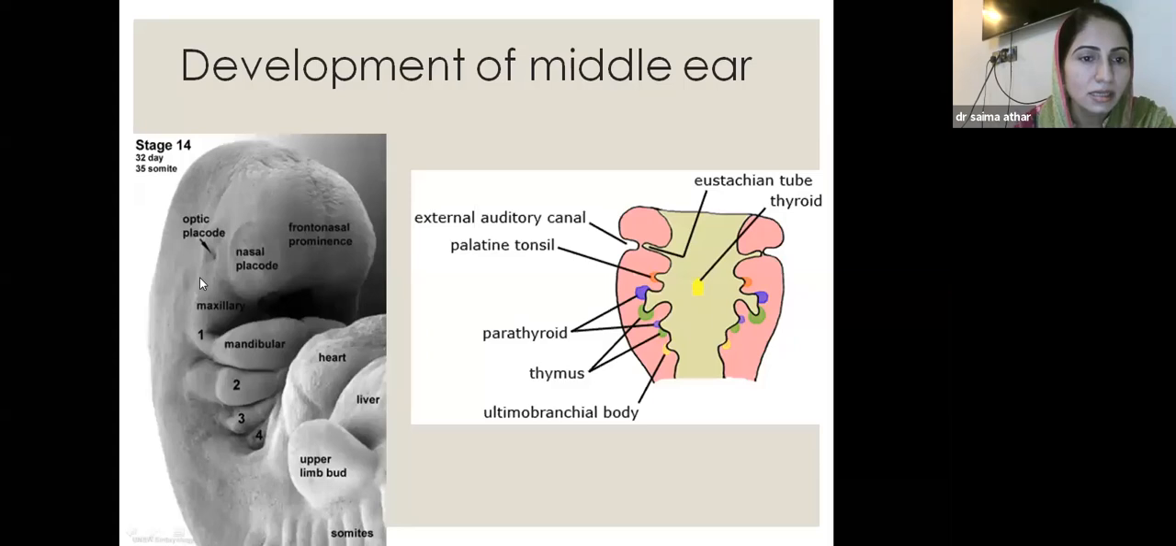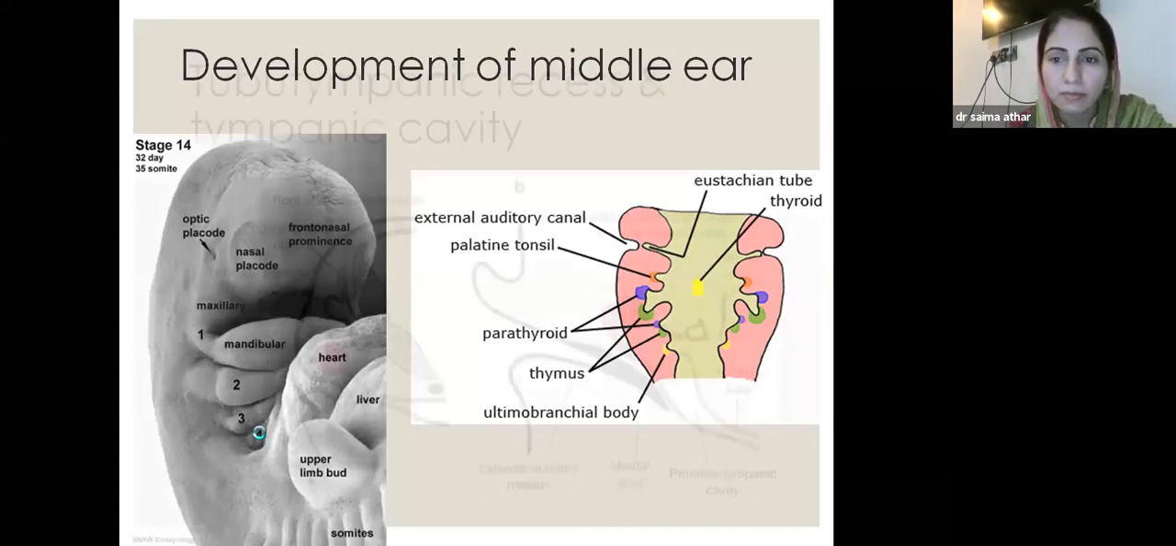Here is the future otic placode. This is the first pharyngeal arch, which is also called the mandibular arch. And this is the second pharyngeal arch, which is supplied by the facial nerve. The first pharyngeal arch is supplied by the mandibular branch of the trigeminal nerve. This is the third, fourth, and then there are the fifth and sixth pharyngeal arches.